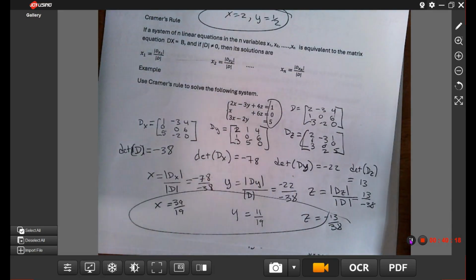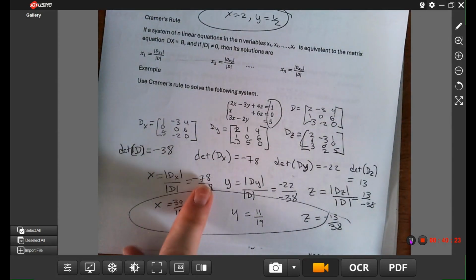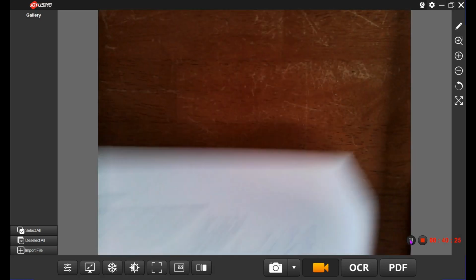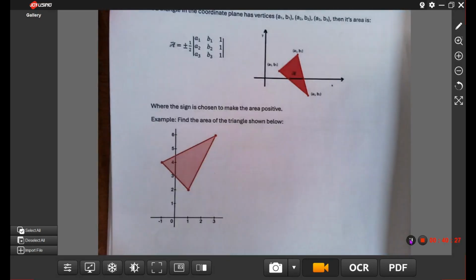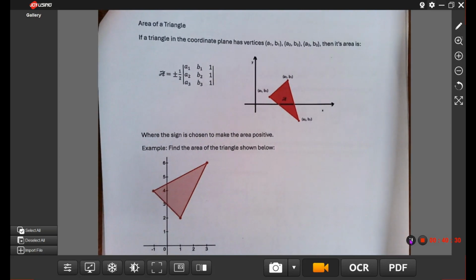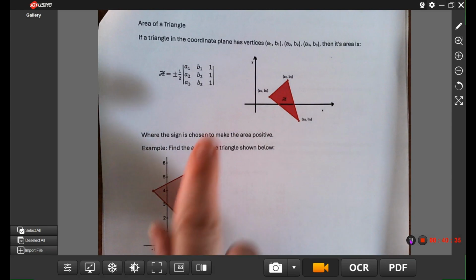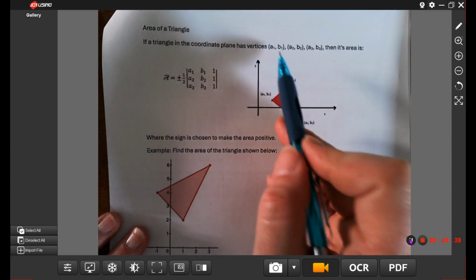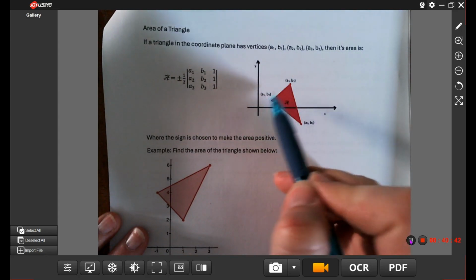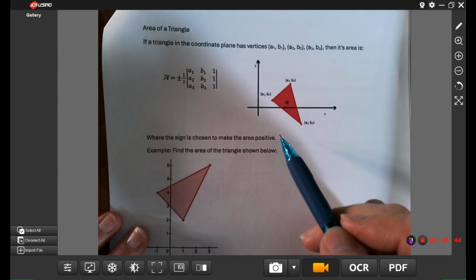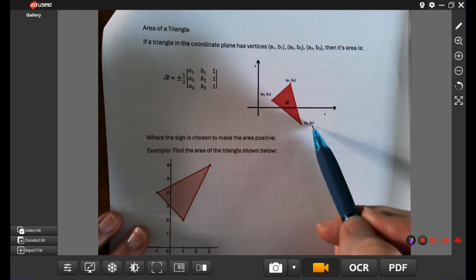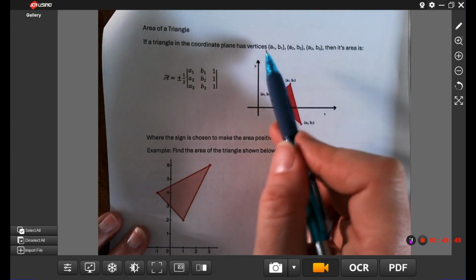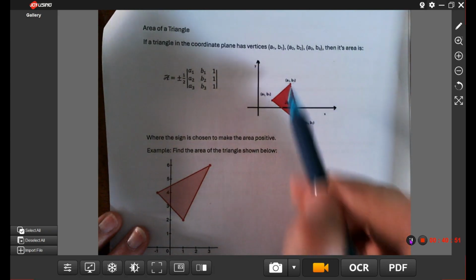Fabulous. We have only one more topic. You might want to stop and do the homework on this one. So the very last topic is using matrices to find the area of a triangle in the coordinate plane. So here's the theorem. If you have a triangle in the plane as drawn, and it has these coordinates, A1, B1, A2, B2, A3, B3, so these are the vertices of the triangle.